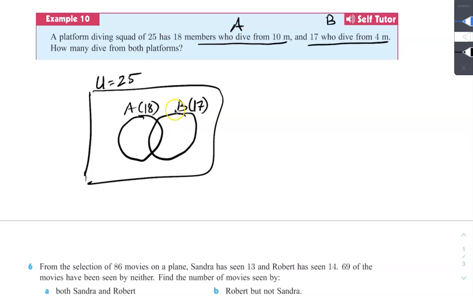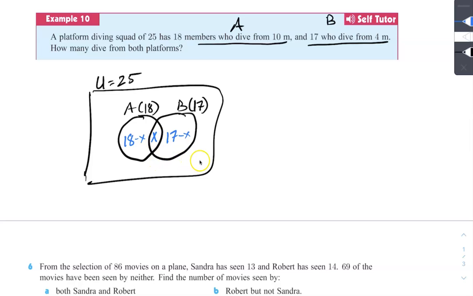So what we do here is we let that be X. And from that, we should be able to figure out the rest of it. So if this is X, how much is this portion? Well, the whole circle is 18, so this will be 18 minus X. Same idea on this side, right? The whole circle is 17, so this portion here will be 17 minus X. Minus X, not times.